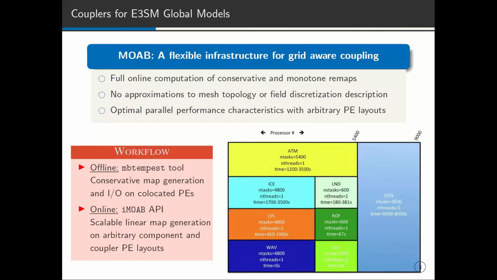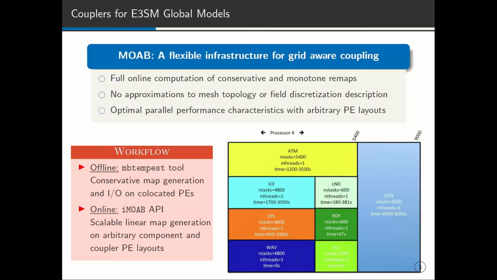And if we were going to use this infrastructure with the MOAB Tempest remap stack for remapping, we created this new tool called MBTempest. So this is an offline tool that you can run in parallel. It generates conservative maps between a source and target grid, similar in vein to the ESMF regrid tool. And it generally loads the grids on collocated PEs and computes the maps and writes it out to a file.